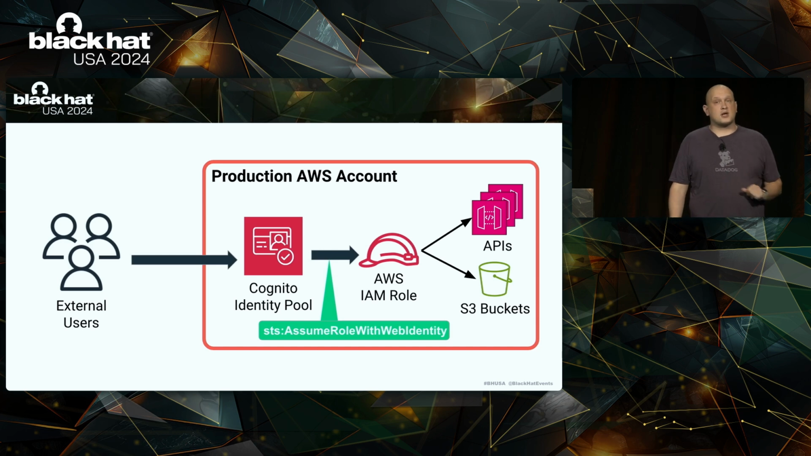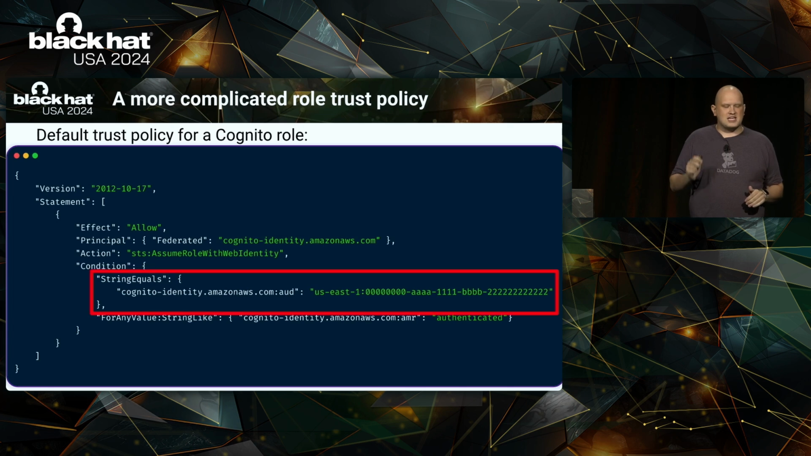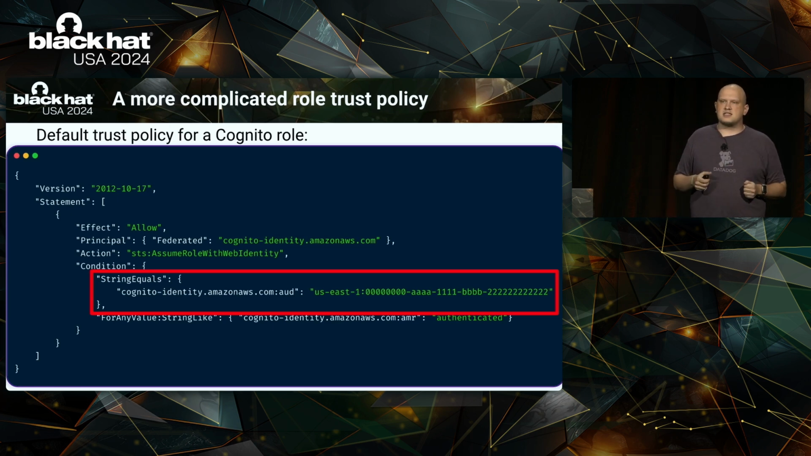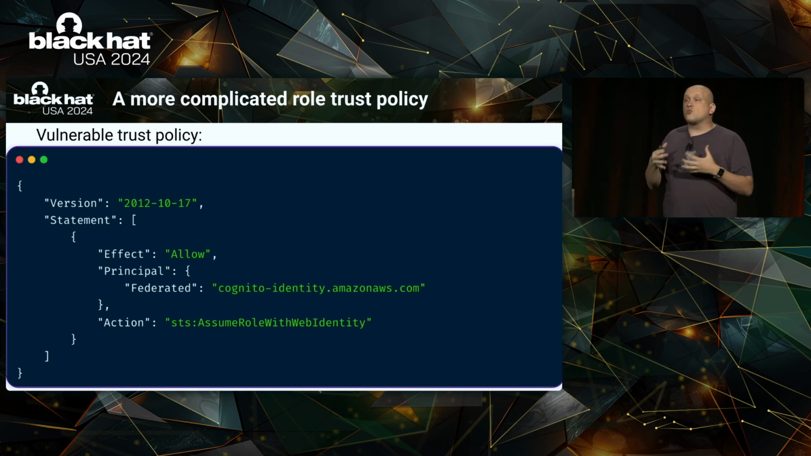Now, the good news when it comes to Cognito is that out of the box, they seem to have considered this very same attack I just described with GitHub Actions. Specifically, by default, there is a condition which restricts which identity pool is permitted to assume a role. And this would effectively mitigate the attack. However, if that condition wasn't present, and we're going to be talking about some reasons why it wasn't present in just a little bit, anyone in the world would be able to assume this role.